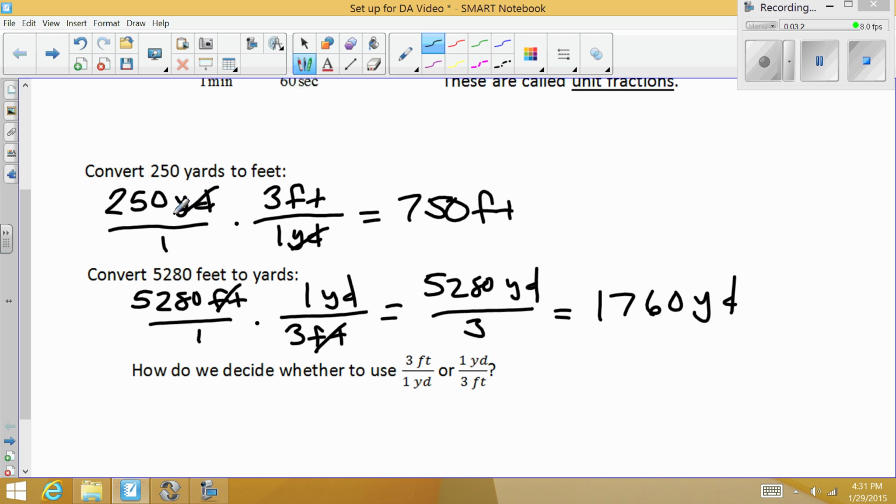So this first problem, the units I was given to start with were yards, and I knew I wanted to get feet. So I wanted yards to cancel out so that I would end up with feet for my final result. For the second problem, I had feet in my original measurement, and I wanted to end up with yards. So when I set up my unit fraction here, I use 3 feet in the denominator to remove the feet, to get them to cancel out and end up with the units of yards.